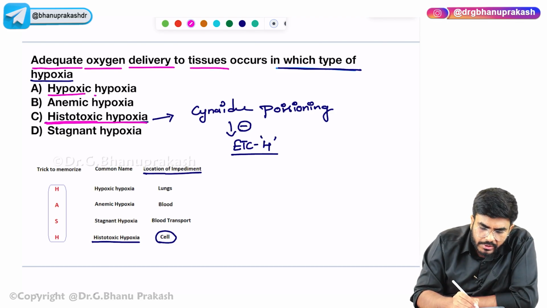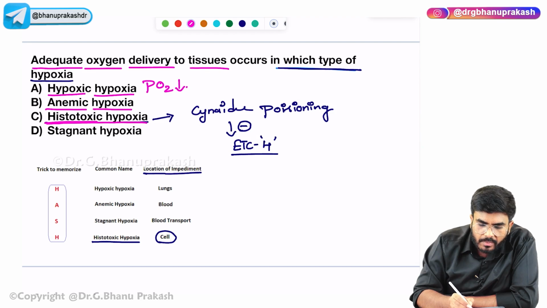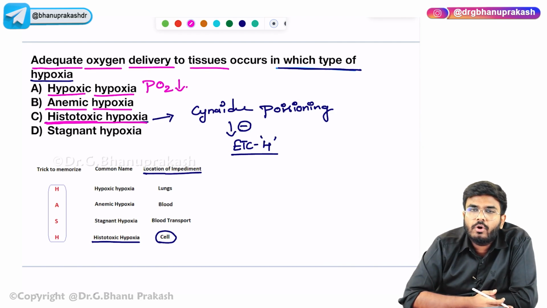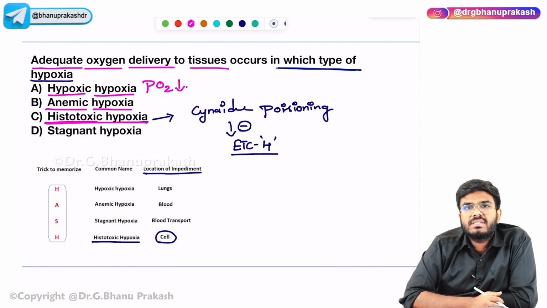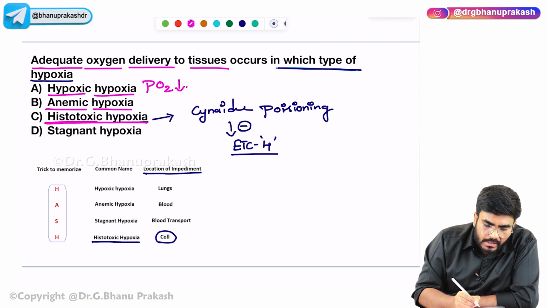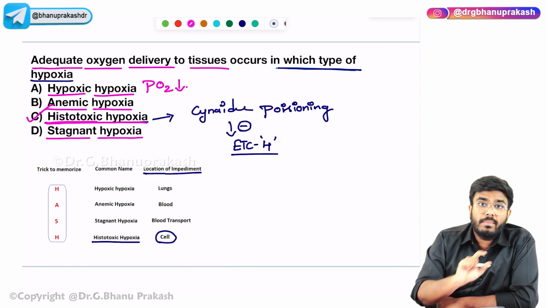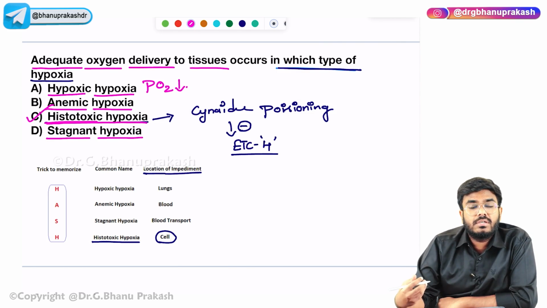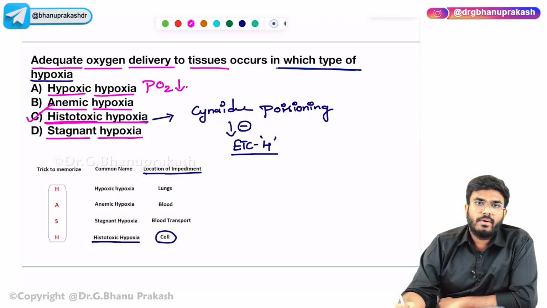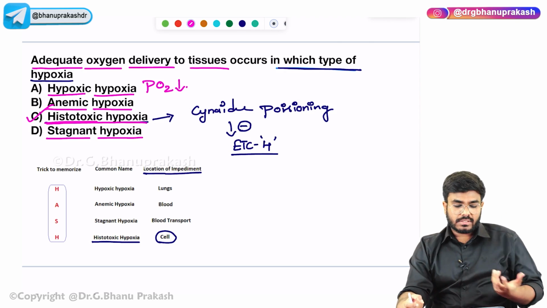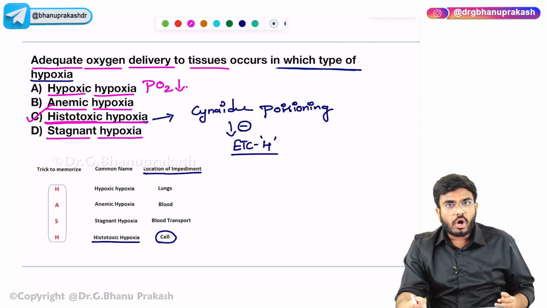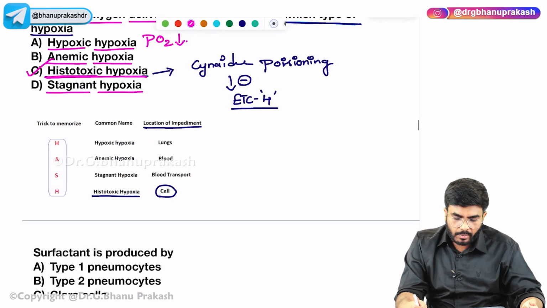In hypoxic hypoxia, the partial pressure of oxygen is decreased. In anemic hypoxia, the problem is with the blood, with the hemoglobin. Either the quantity of hemoglobin is less or the quality of hemoglobin is defective, maybe methemoglobinemia or carbon monoxide poisoning. In stagnant hypoxia, the problem is with the pump, the flow of blood. Maybe there is stasis because of congestive heart failure, or the person is in shock, so the flow of blood has the problem.